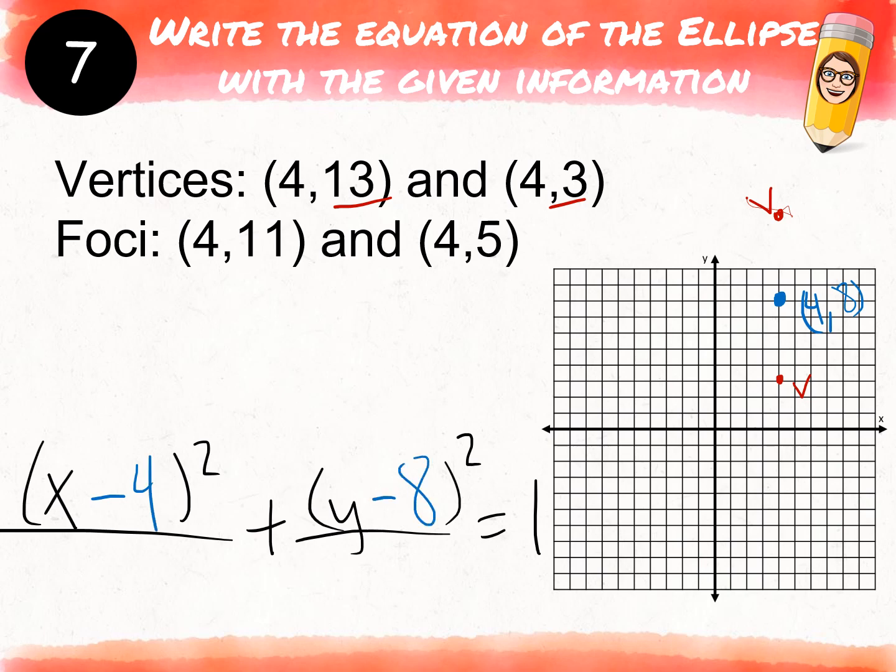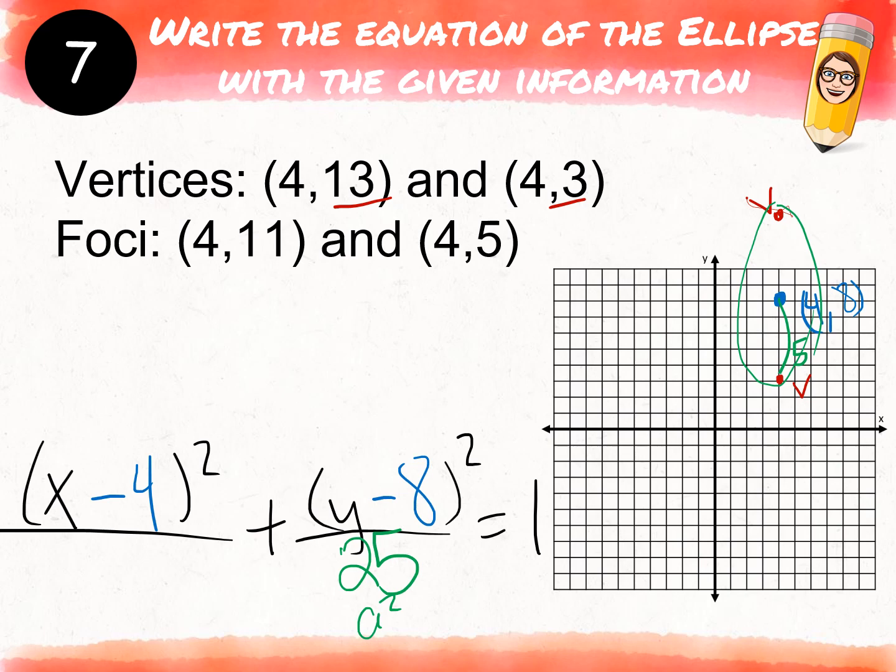Wait, while we're here, let's use that distance, right? The distance from the center to the vertex we just said was how far? 5. If it's a distance of 5 to my vertex, my a squared value is 25. Wait, this is vertically orientated again, and so a squared goes under the y value because my ellipse is going sort of up and down like that, right? So we're going to write 25 under the y.